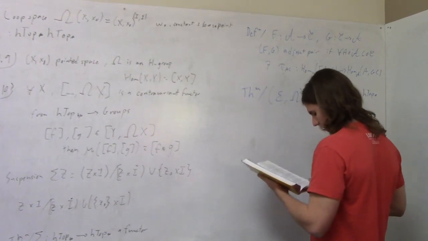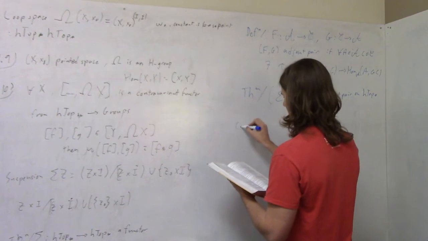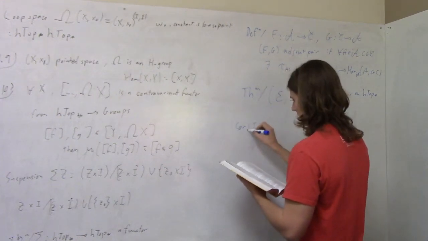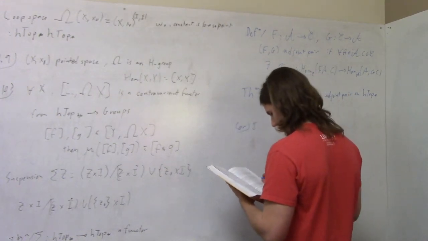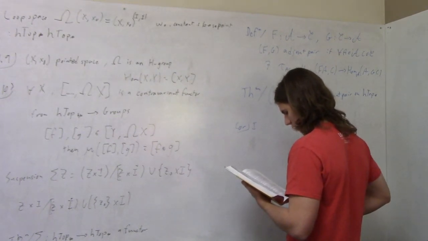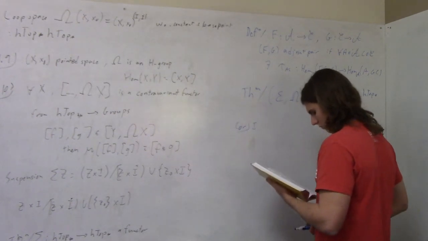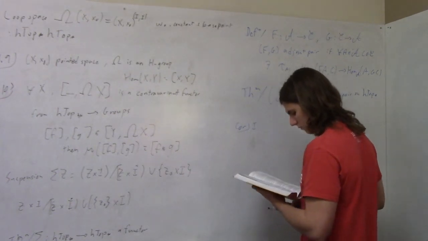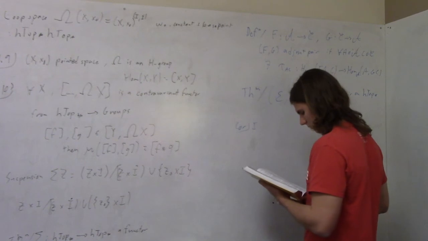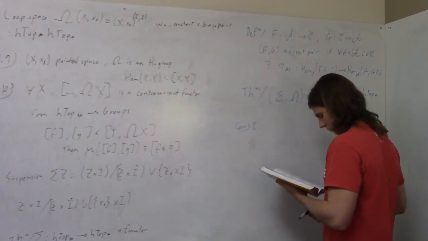Okay, then from that we also have his comment under exercise 11.17, which is interesting. Exercise 11.17 says if F, G is an adjoint pair, then F preserves coproducts and G preserves products. Okay.